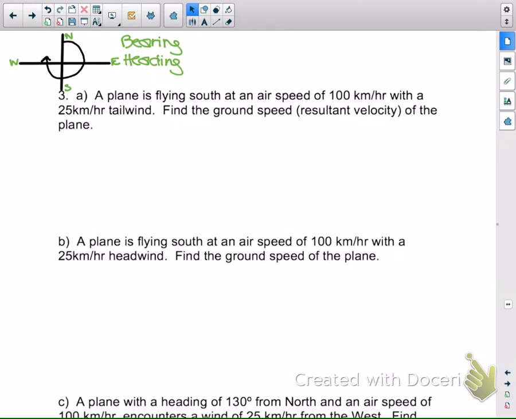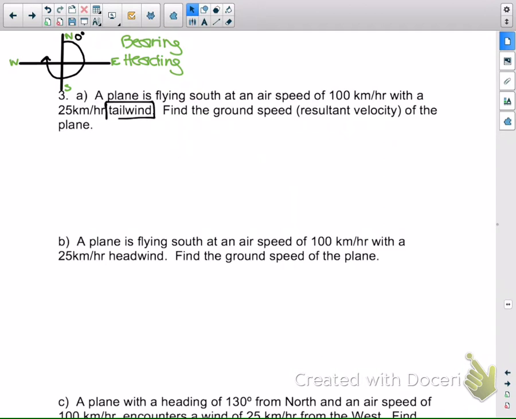0 degrees is up at north. 90 degrees would be east. 180 degrees would be south, and so on. Okay? Now, some of these will tell you they're flying directly south, they're flying directly east, they're flying directly north, which makes life easy. A couple of things to talk about in vocabulary in terms of this as well.